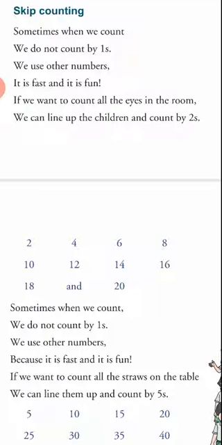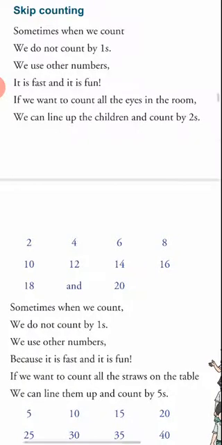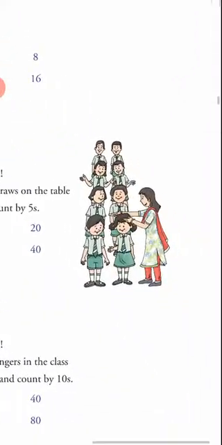Sometimes when we count, we do not count by ones. We use other numbers. It is fast and it is fun. If we want to count all the eyes in the room, we can line up the children and count by twos. So, what does it mean?